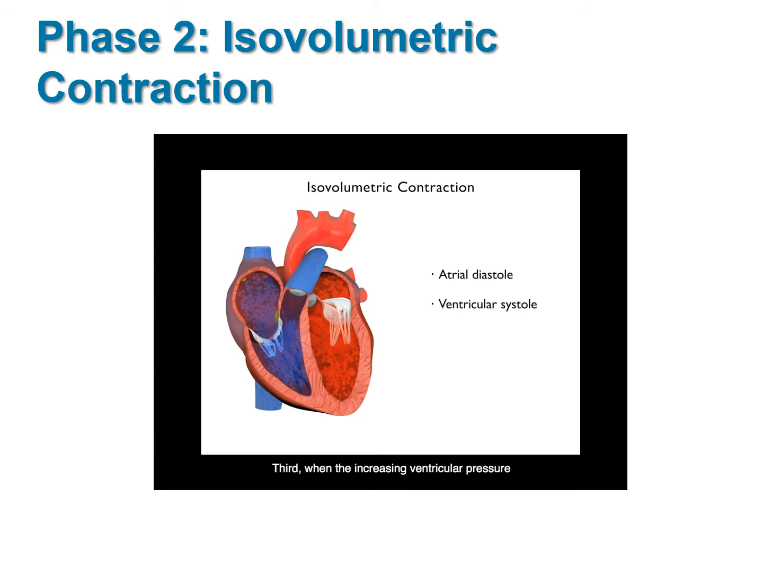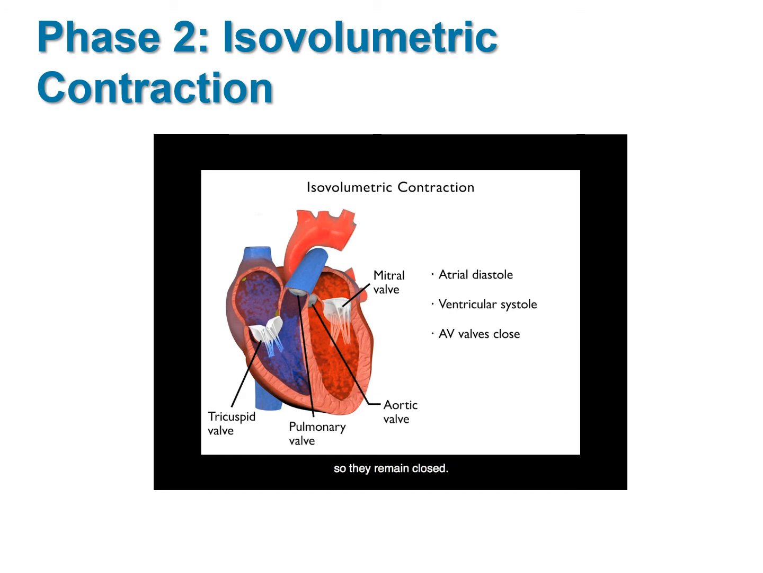Third, when the increasing ventricular pressure exceeds the atrial pressure, both atrioventricular valves close. However, ventricular pressure is not yet high enough to open the semilunar valves, so they remain closed. All four valves are now closed.